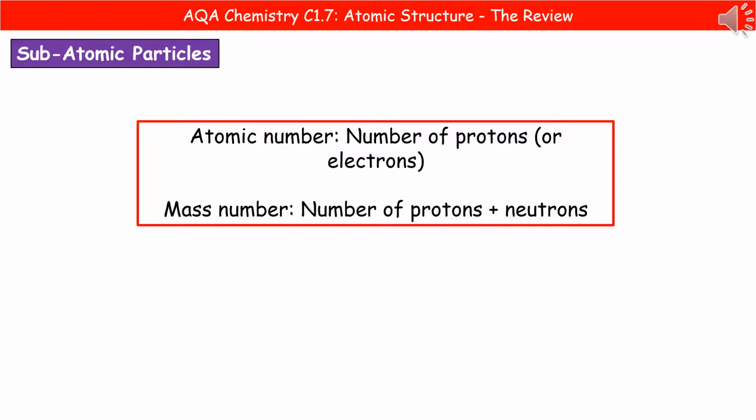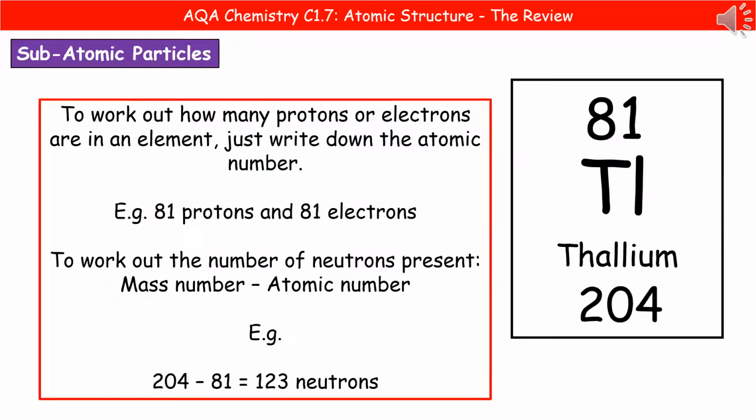So what do those phrases actually mean? Atomic number tells us the number of protons or the number of electrons, because atoms are neutral. Therefore, the number of protons is the same as the number of electrons. The mass number tells us the number of protons plus the number of neutrons.